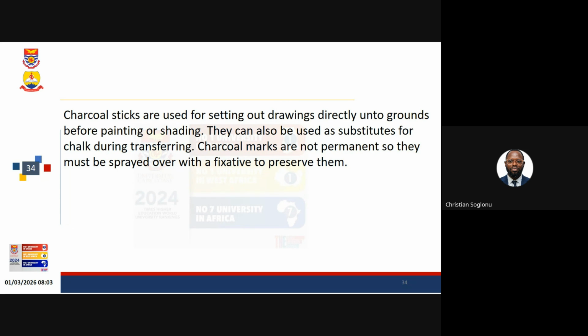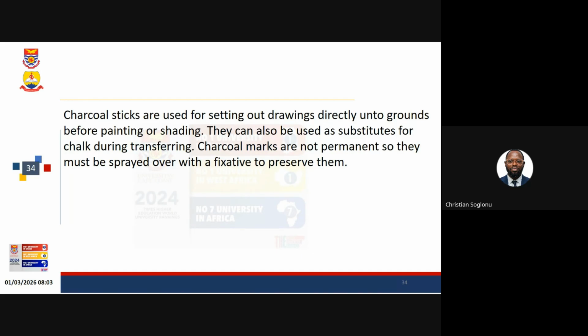As I said before, if you don't have pencil, if you don't have chalk, if you don't have other dry media, you can also resort to charcoal whilst doing your preliminary drawings on your canvas or any support at all that you have.